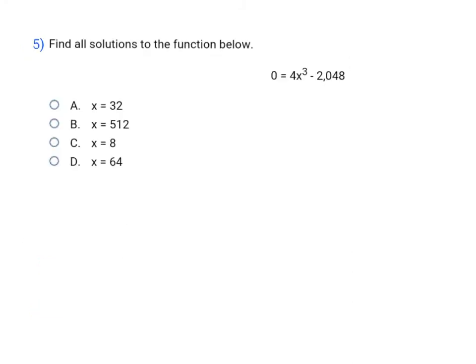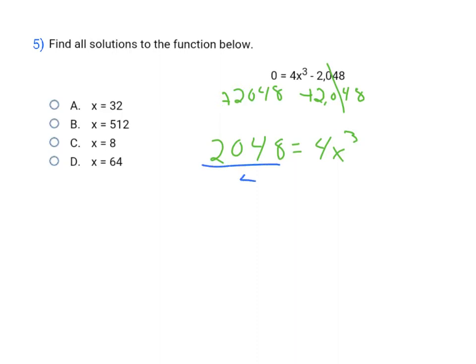This problem here only has one term with x, so we can solve using our normal solving equations procedures. So the first thing I'm going to do is add 2048 to both sides. And these cancel, and I'm left with 2048 equals 4x cubed. And you divide both sides by 4, and that gives you 512 equals x cubed.